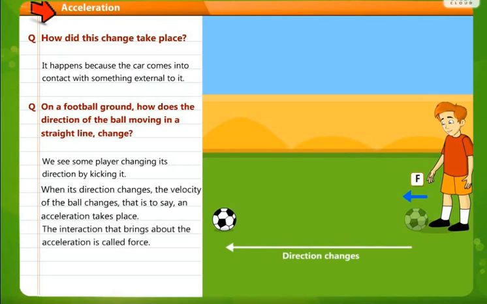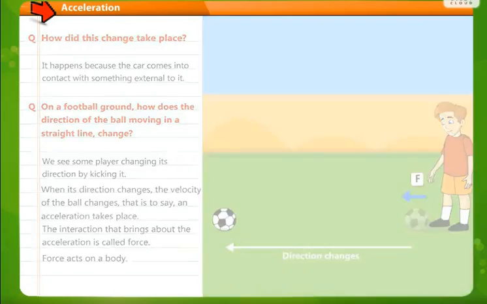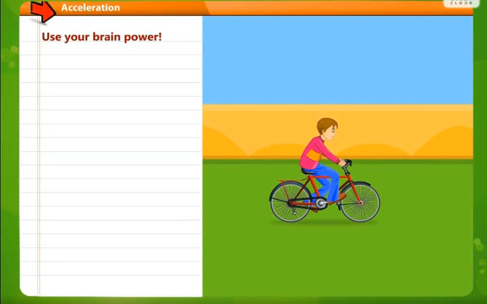The interaction that brings about the acceleration is called force. When we apply force, acceleration is created. And hence we define acceleration as change in velocity. Force acts on a body. Now use your brain power and think.